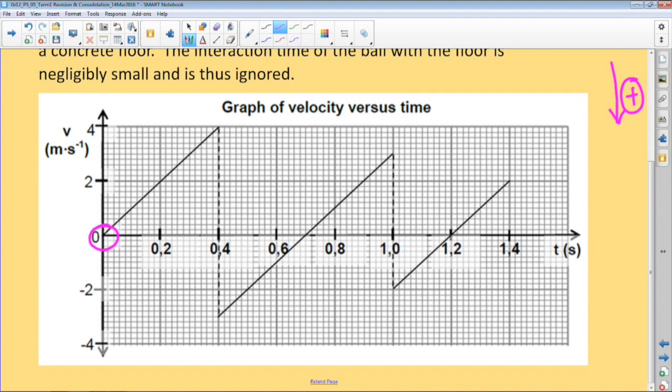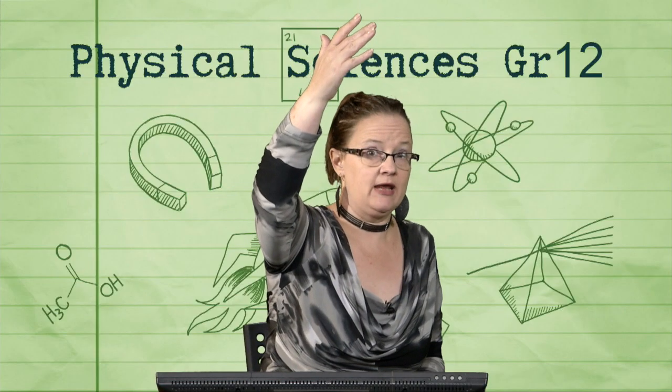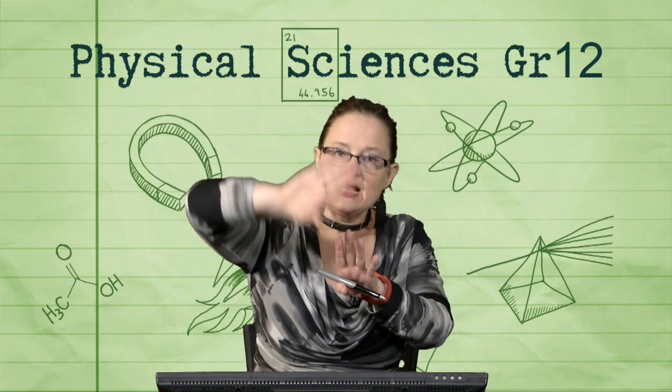Then we look at this and we go, well, what happens here is the ball's going to increase in velocity as it goes down until this point. Then there's a sudden change, and now it starts again, and it's negative. That negative at 0.4 seconds tells me that it's actually hit the ground, and now it's changing direction because it's now negative.